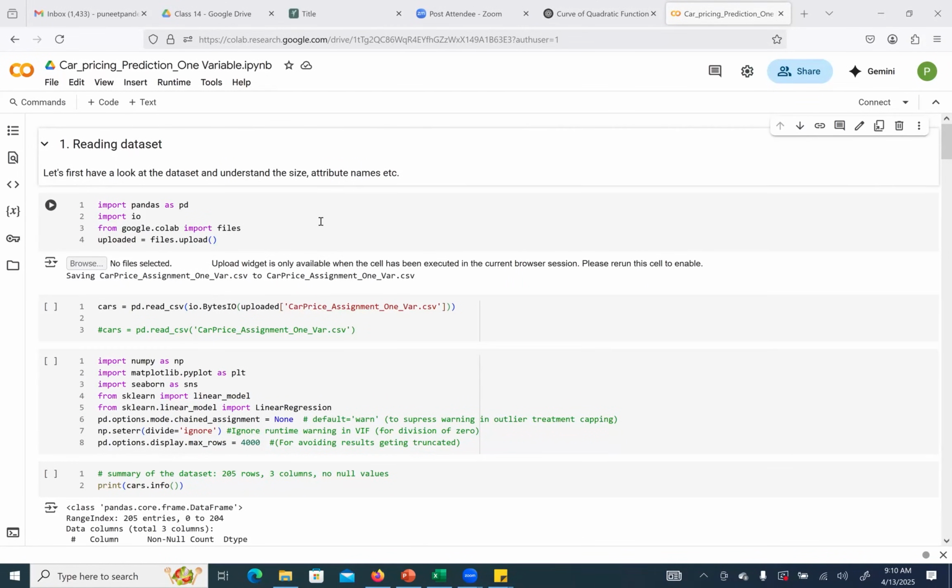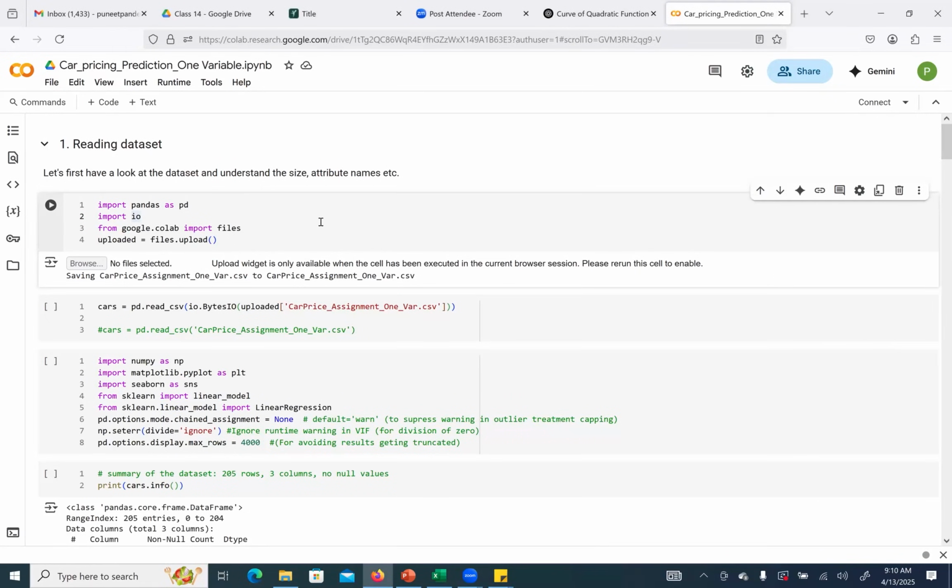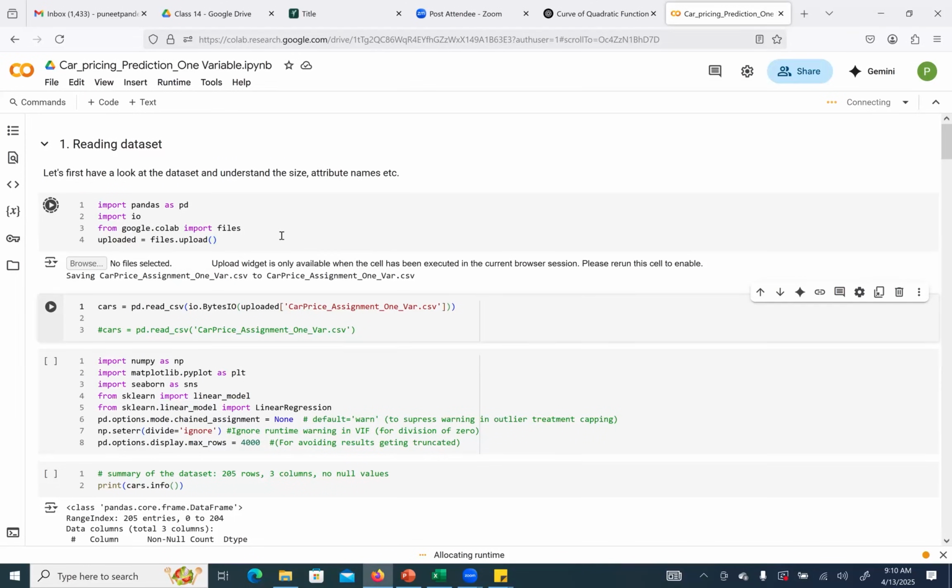Okay. Then the first part of the code is uploading the file to the server, right? Let's say in this case. So what we are doing is we are importing the file from our local, that is our laptop, to the server from which Colab will be able to later read the file.